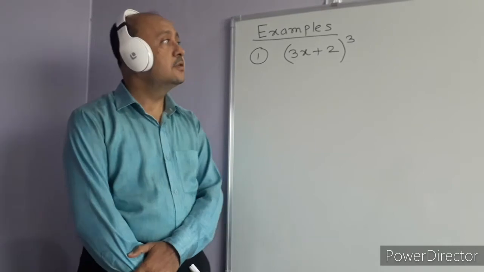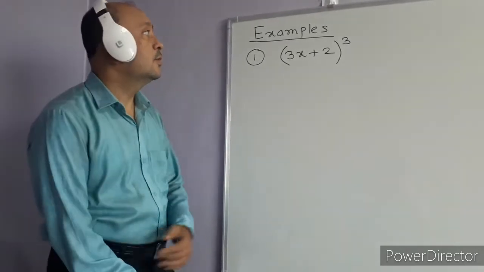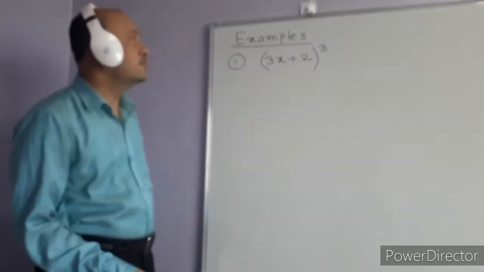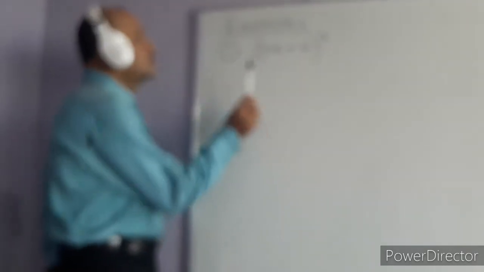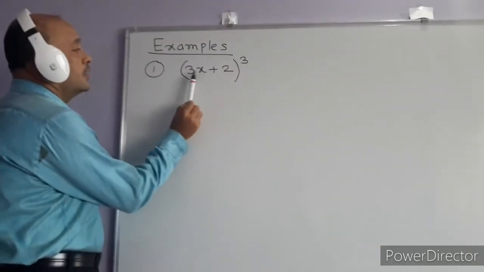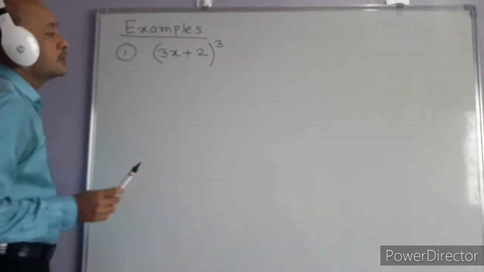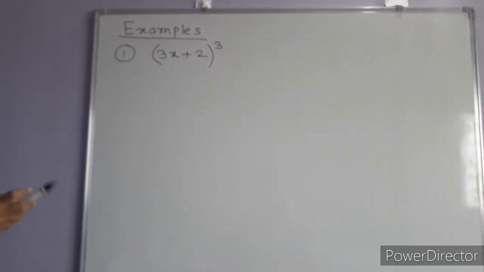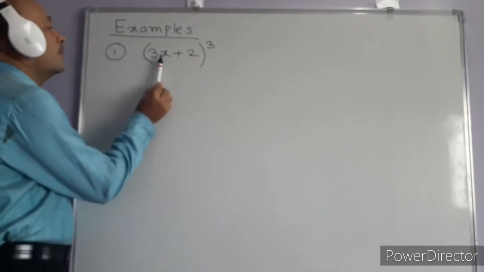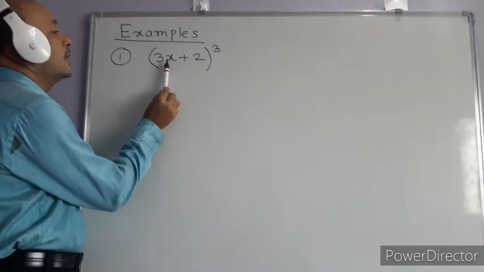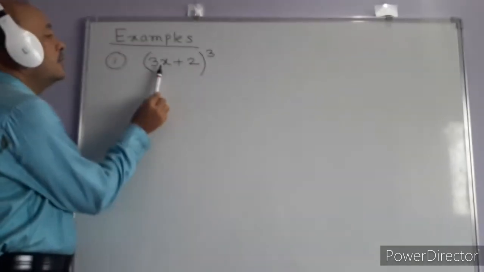So we have seen the algebraic identities. Now we are going to solve some examples based on identities. So see the first example, (3x + 2) whole cube. The question may ask like this: expand. Which identity is helpful here? By looking at the example, we can decide the identity. The identity used here is (a + b) whole cube.